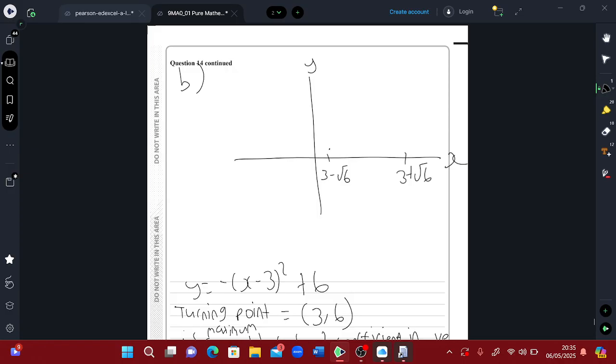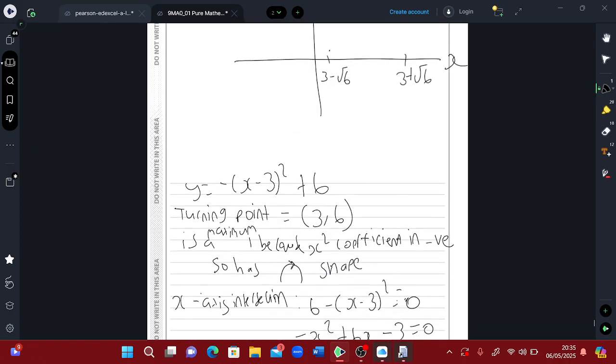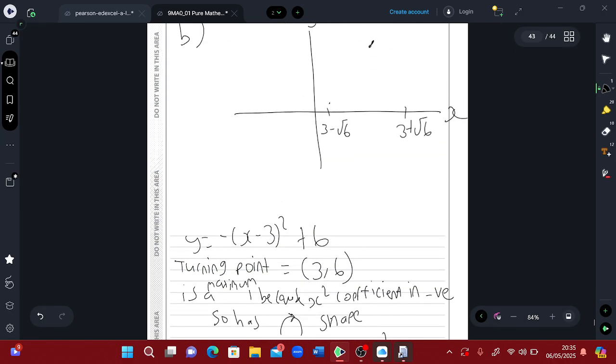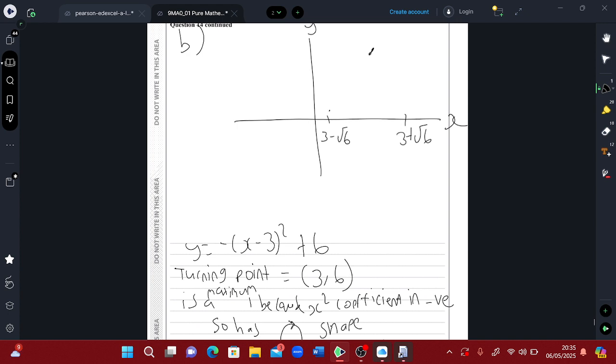And the turning point is going to be at 3. So it's going to look over here roughly, just over the middle, 3 and 6. So that's where our turning point is going to be, a maximum turning point. And obviously we know the graph is going to have a frowny shape. So we also know the y-intercept is at minus 3. And y is going to be minus 3, probably about there.